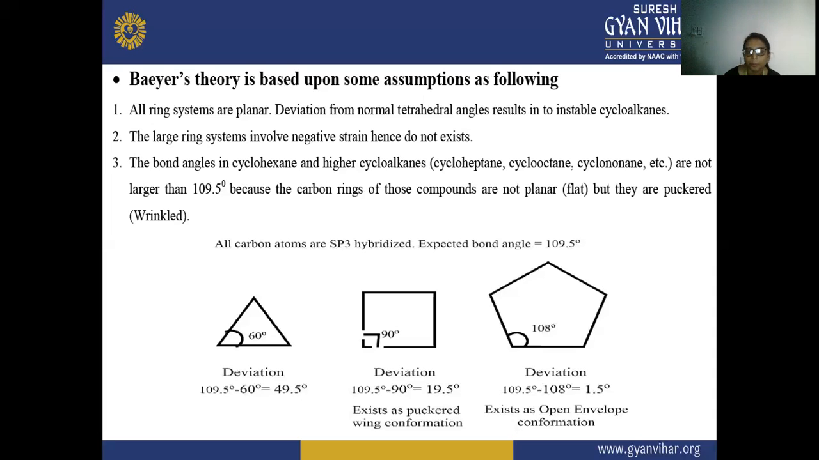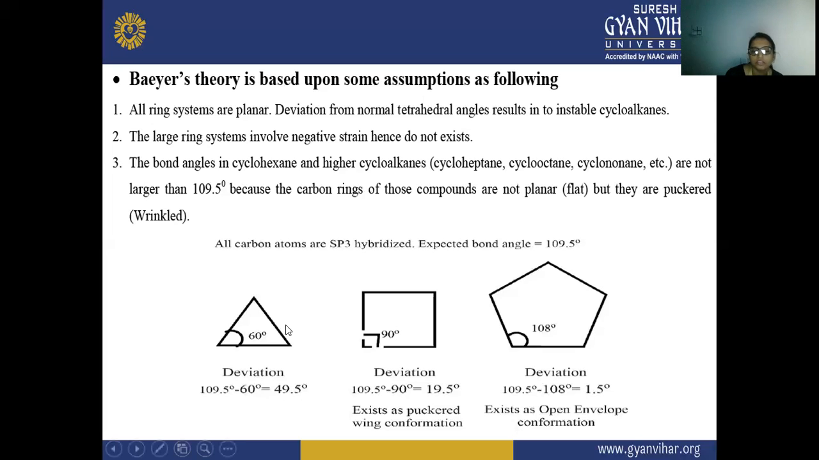So in case of cyclopropane, the bond angle between the carbon atoms is 60 degrees. So the deviation is 49.5 degrees. Next, in cyclobutane, the deviation is 19.5 degrees. The 90 degree angle is shown by all the carbon atoms present in the cyclobutane ring. So the deviation is 109.5 degrees minus 90 degrees, equal to 19.5 degrees.